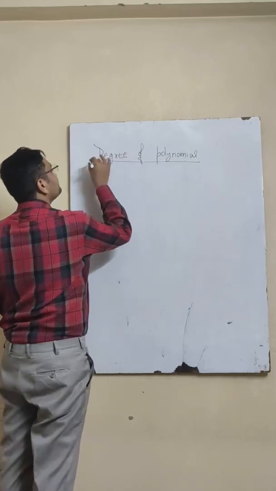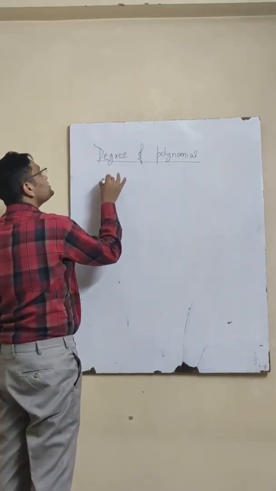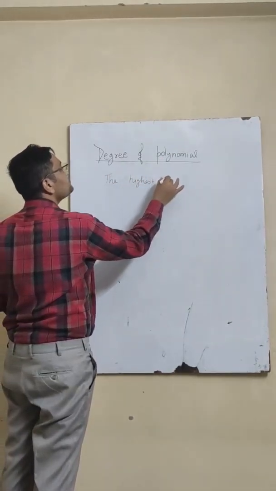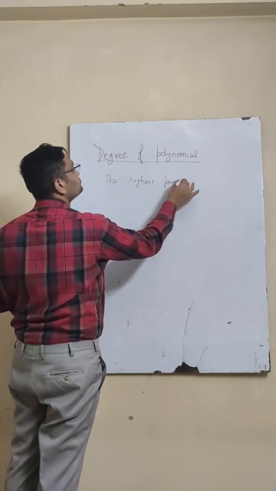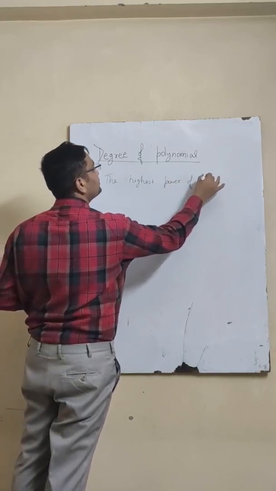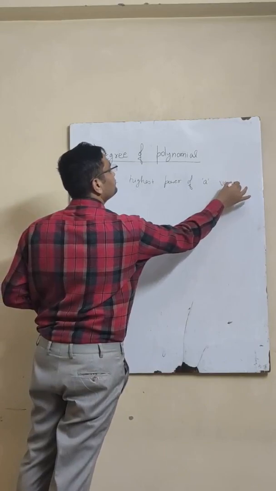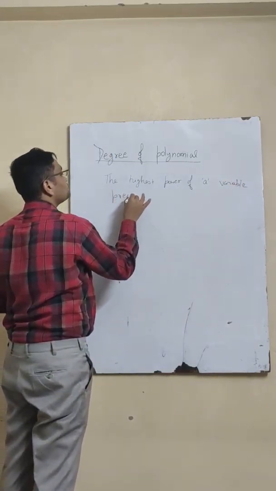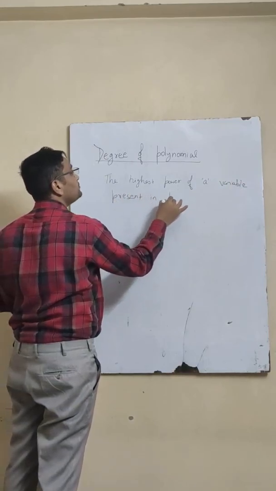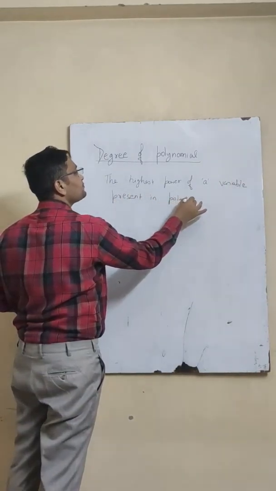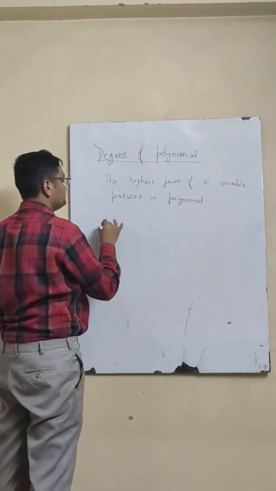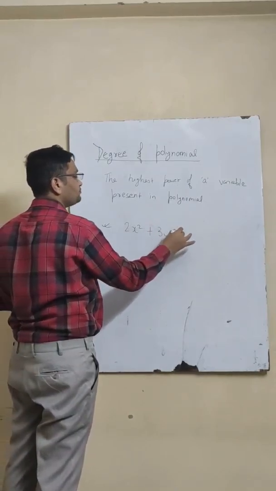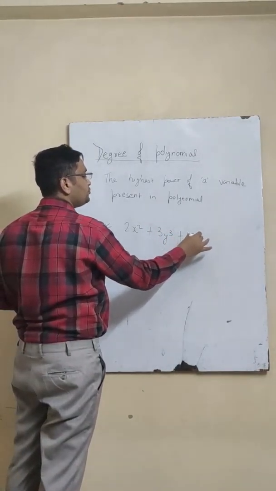It is basically the highest power of a variable present in a polynomial. Let's suppose I am having a polynomial 2x square plus 3y cube plus 4z to the power 100.